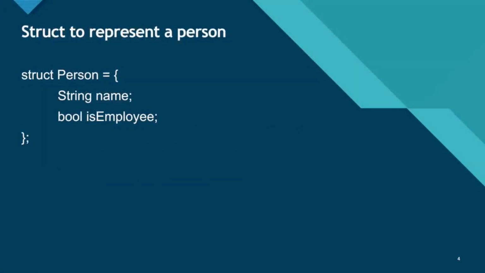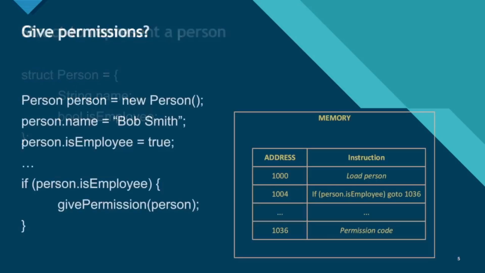Okay, so we've already covered structs and data structures and variables in an earlier lesson. So here's a simple struct to represent a person. We've got a name and whether they are an employee. Now, do we give them permissions? Well, we create a new person. We say person equals new person. We give them the name Bob Smith, and we say is employee is true.